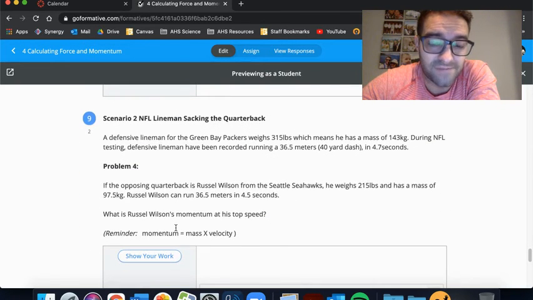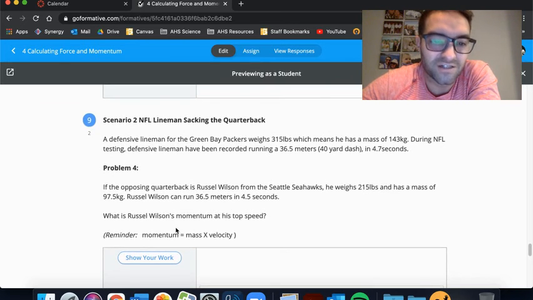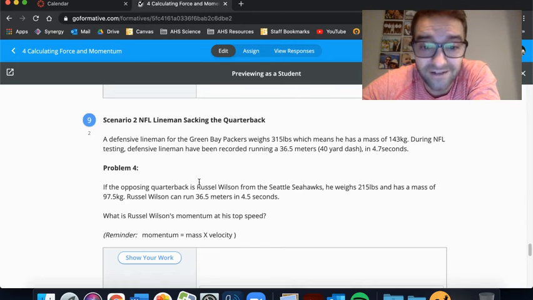Problem 4. I'm adding an extra kind of problem to this scenario. So now, let's say the Green Bay Packers are playing the Seattle Seahawks. So the quarterback is Russell Wilson. If you don't know Russell Wilson, he's a very talented quarterback. He's very fast. Is good at getting out of tackles and that kind of thing.